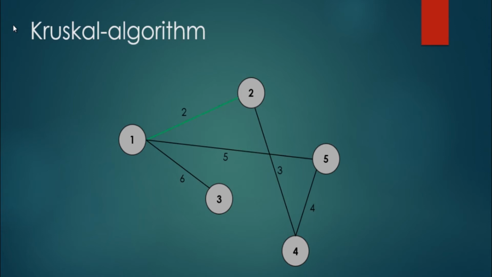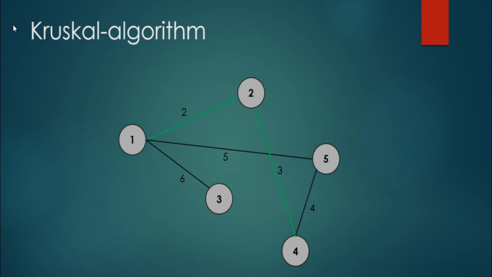We sort the edges according to their weight, so we start with the lowest, and the lowest weight is 2, so we keep adding it to the minimum spanning tree, and we have to make sure that adding this edge won't form a cycle. It's not going to form a cycle, so we add it. Then we add the next one, which is 3. After we have sorted these edges, the order will be 2, 3, 4, 5 and 6.